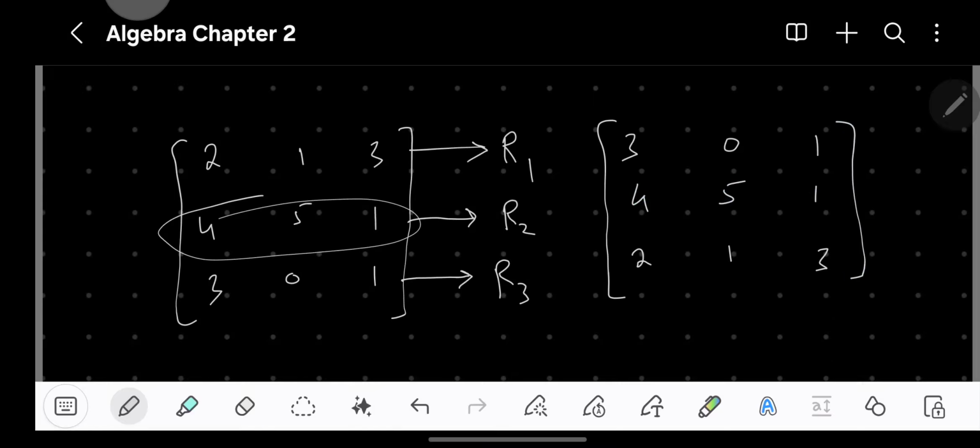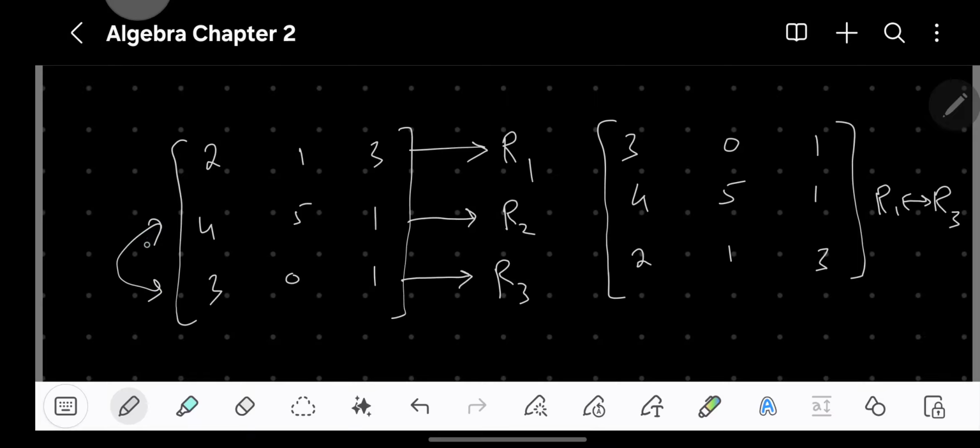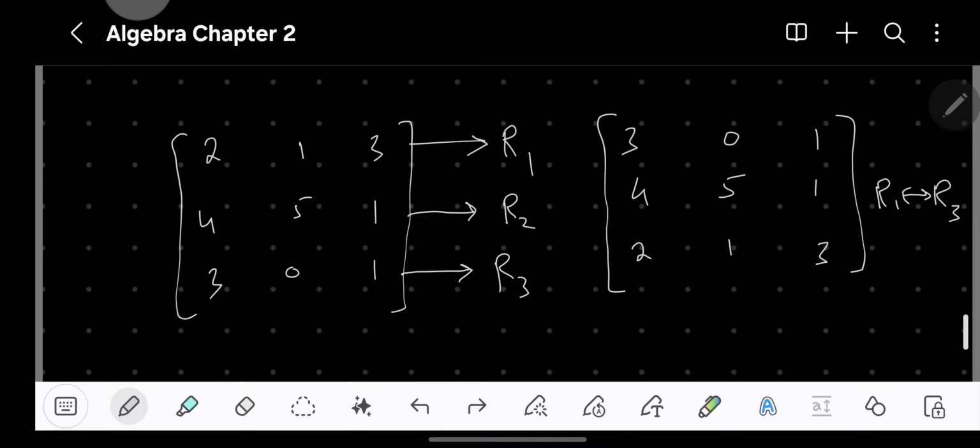So what I have done here is swap R1 and R3. You could also swap R1 with R2 or R2 with R3. Any kind of swapping is possible. I have given you an example of the swap of R1 with R3. When you are swapping R1 and R3, R2 remains fixed. There will be no change.